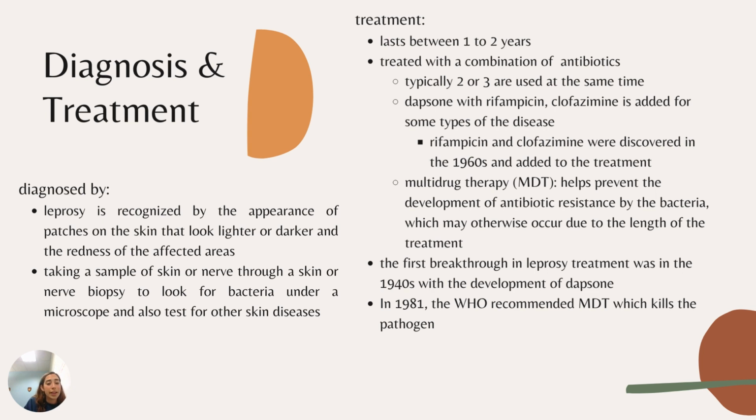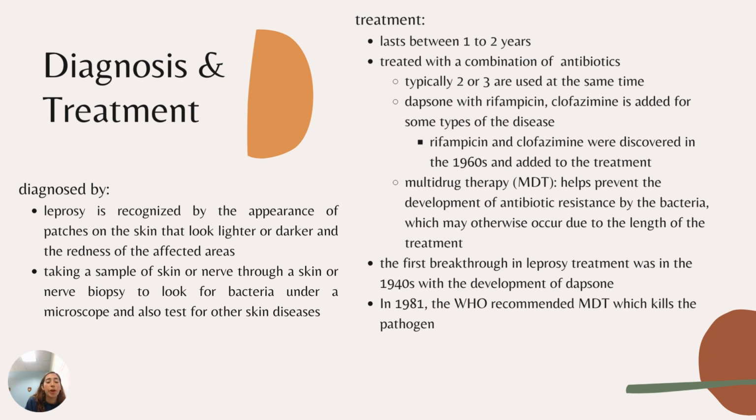However, there are diagnosis and treatment for leprosy. So leprosy is recognized by the appearance of patches on the skin that look lighter or darker, and also by the redness of the affected area. So it's pretty easy to see when someone has leprosy. So how is leprosy diagnosed? It has to be diagnosed, and this is done by the doctor taking a sample of your skin or nerve through a skin or nerve biopsy to look for bacteria under a microscope and also to test for other skin diseases.